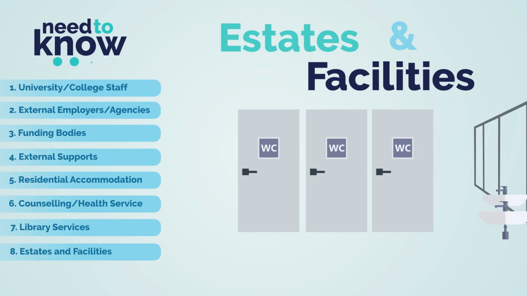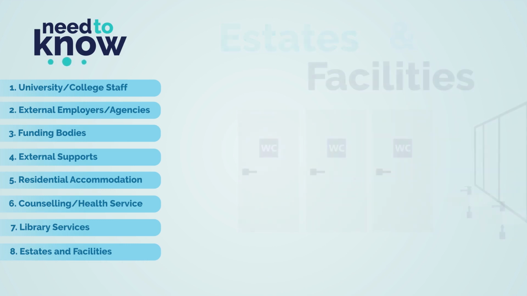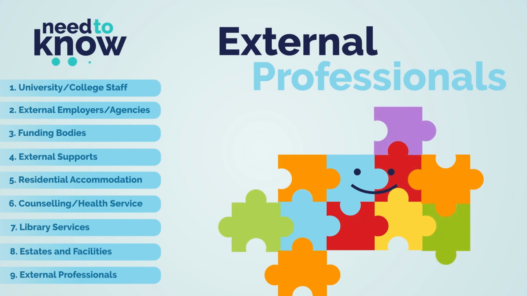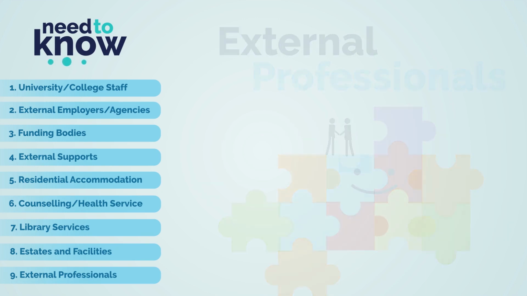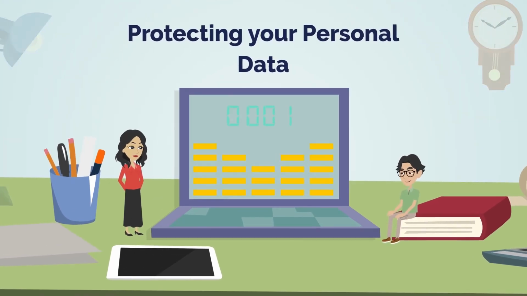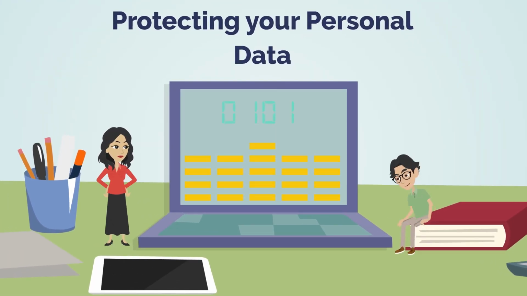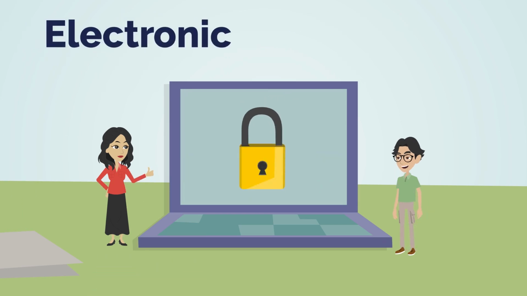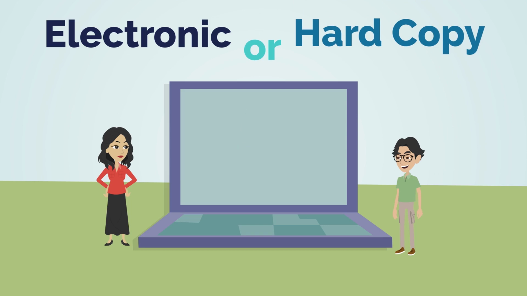Estates and facilities if you need access to universal toilets, for example, and external professionals, where the Disability or Access Service will ask for your written permission to liaise with other named external professionals involved in your disability-related care and support. College Disability and Access Services take the responsibility to protect your personal data very seriously, and your information will be stored securely in either an electronic or hard copy format.